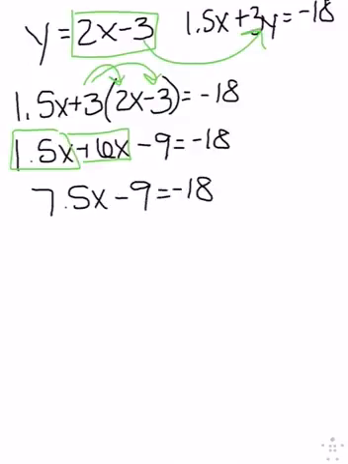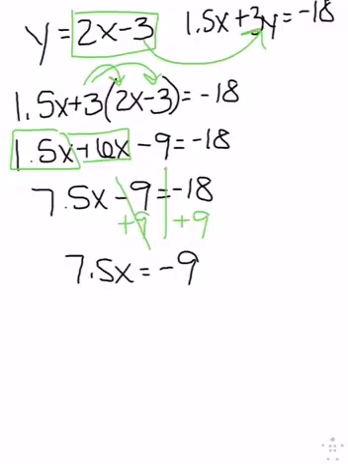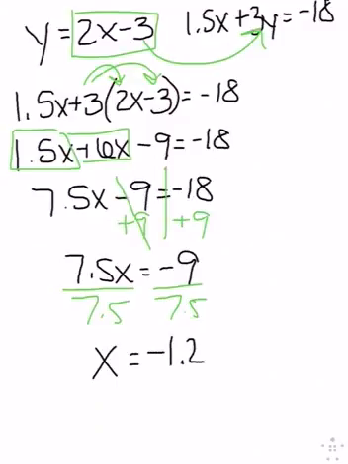I'm going to combine my like terms, 1.5x and 6x, and I get 7.5x minus 9 equals negative 18. Continuing to combine like terms, I'm going to add 9 to both sides. I get 7.5x equals negative 9. And the last step is to divide by 7.5. And you end up with x equals negative 1.2.